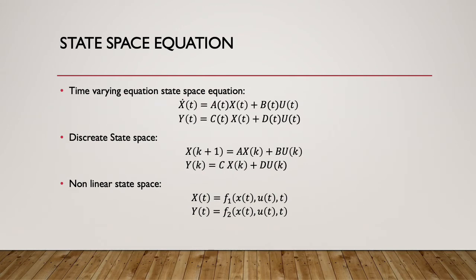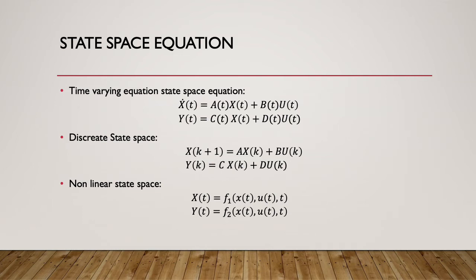There are different state space equations. For example, in a time varying system, the constant matrices A, B, C, and D will be functions of time, so they are represented by A(t), B(t), C(t), and D(t). In this case these matrices are not constant; they depend upon time. Similarly, in the case of a discrete state space equation, the equation can be represented by x(k+1), which is the future next value, and x(k) is the present value.